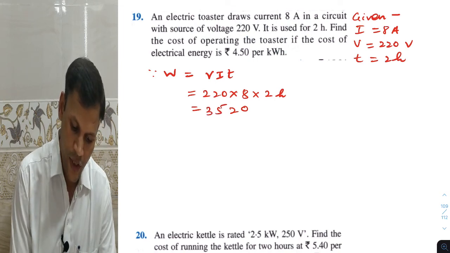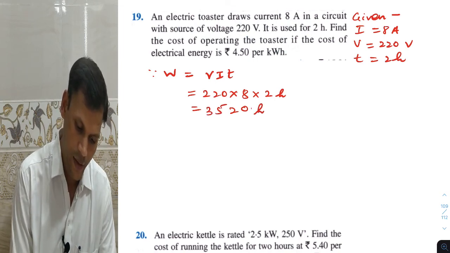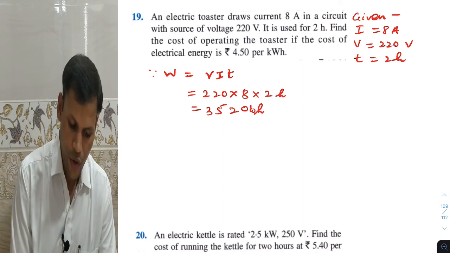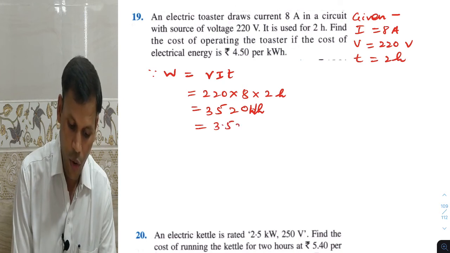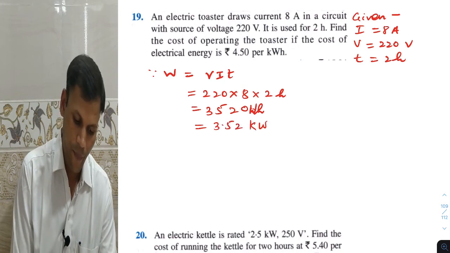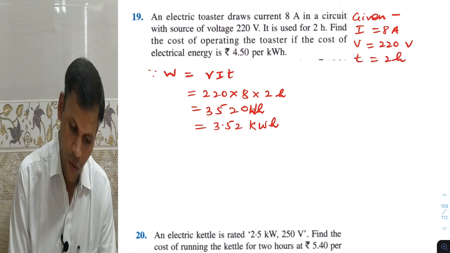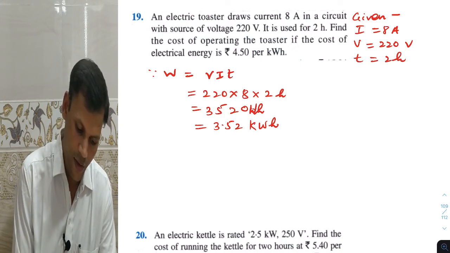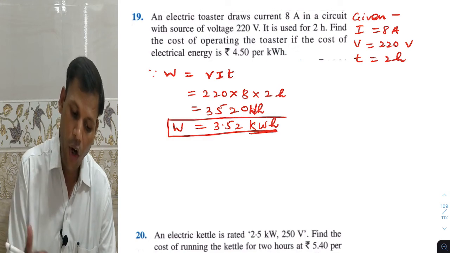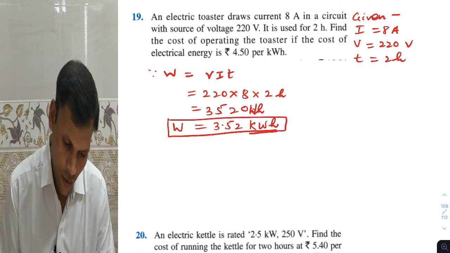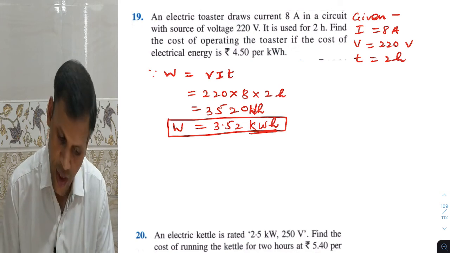Okay, that much watt hour. So we can divide this by 1000, so it will be 3.52 kilowatt hour. So that much, it is now in kilowatt hour. So W or energy we get. Now cost we have to find out.